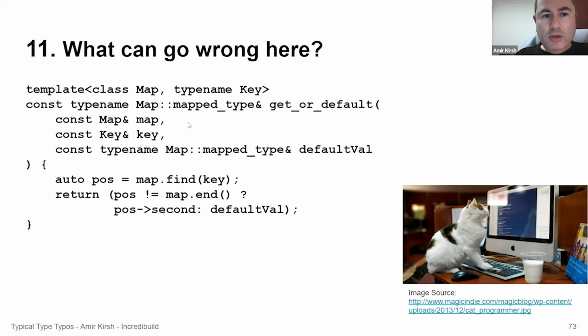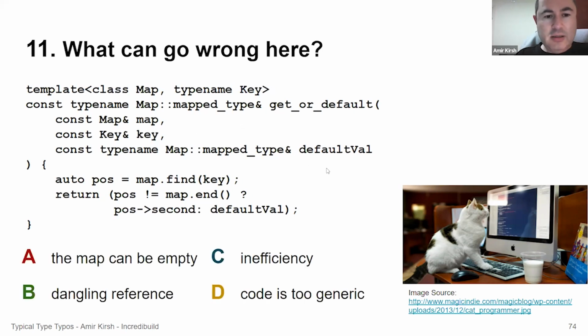Currently, it seems like a perfect implementation. You provide the map, the key, and the default value, and I return either the default value if I don't find the key, or the value if I do. So what is the problem? Maybe the map can be empty and then you have a bug, or maybe there is a dangling reference somehow, inefficiency, or the code is too generic. What do you say?